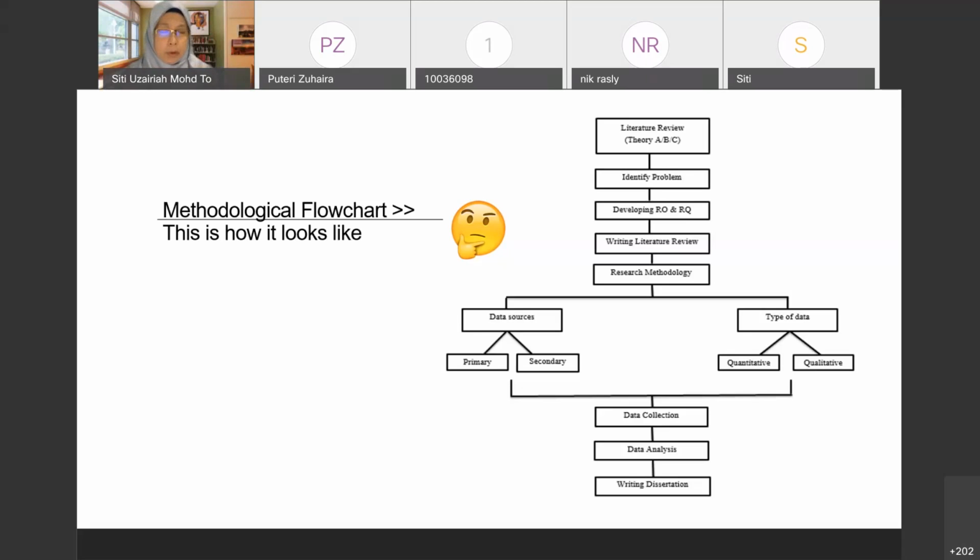The methodological framework from an academic perspective as a whole, just to give you a flavor of what the SOP is in doing research or in academic work. I think the difference is only in looking at the literature part: the theory A, the theory B, the theory C. We need to understand and look at the variables from the theory, for example.